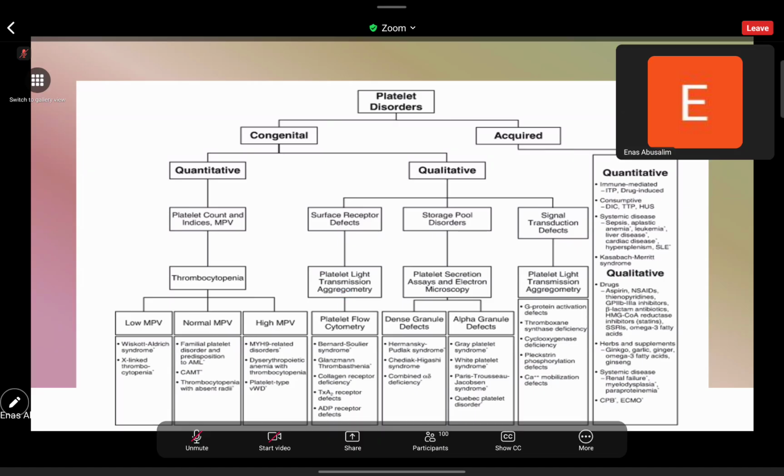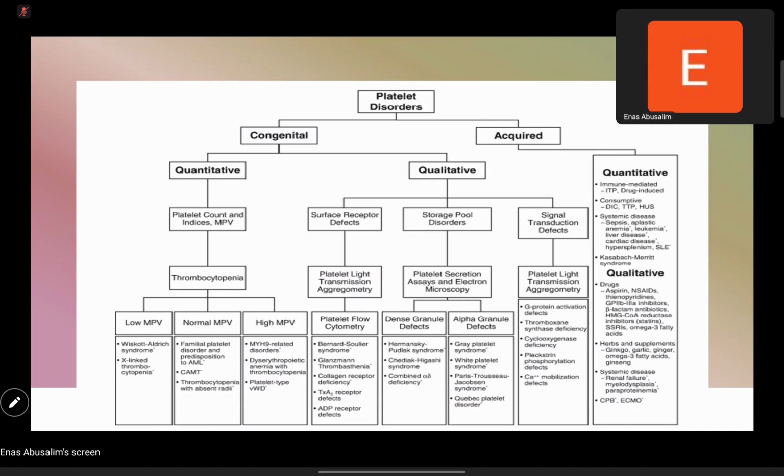I think that's the take-home message that we need to conclude from this lecture today: how to approach a patient that has a possible bleeding disorder. Do we have any volunteers that would like to give it a go? No one?